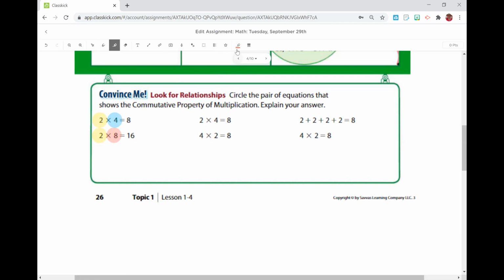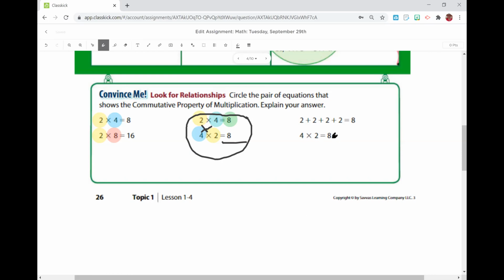Let's look at the second one. Our 2 factors are 2 and 4, and we get the product of 8. Now, if it is commutative, we will have the same factors. I see the 2 right here, and we also have the 4. This is commutative because they just flipped the factors. See how they switched the order of the 4 and the 2? And we got the same product, 8. So we have to circle this one that shows the commutative property.